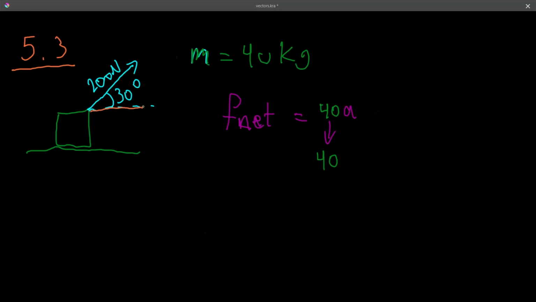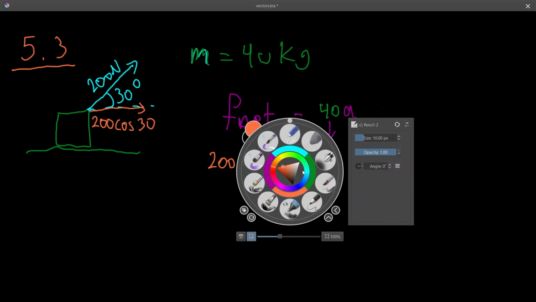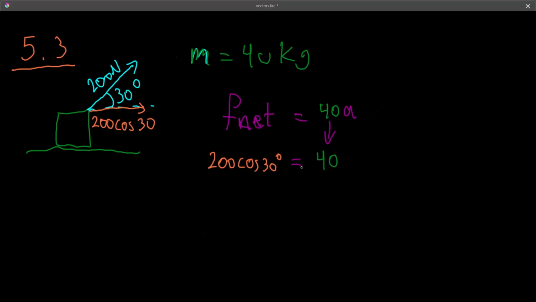the x component, right? And as we know, this component right here is just going to be 200 cosine 30. So we're just going to say 200 cosine 30 degrees is equivalent to 40a, and then you just divide by 40 on both sides. You'll get that a is about equal to 4.33 meters per second squared.